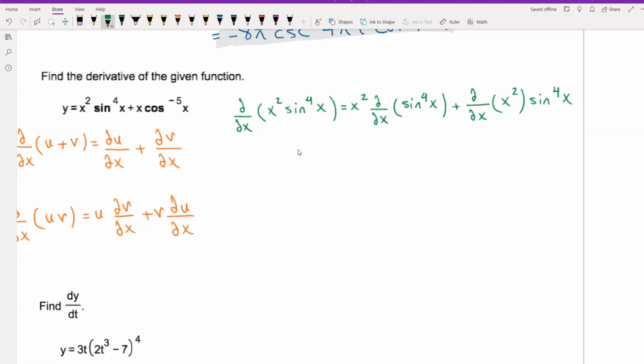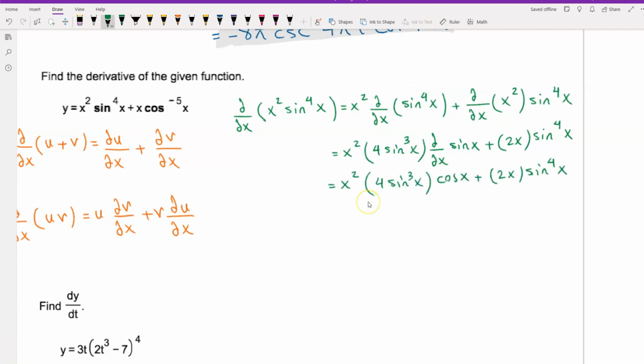Now here, finding the derivative of x squared sine to the fourth power with respect to x, that is equal to x squared times the derivative of sine to the fourth power with respect to x, plus the derivative of x squared times sine to the fourth power. And this is equal to x squared, derivative of sine to the fourth power. Here we have 4 times sine cubed multiplied by the derivative of this inside function, that is sine x, then plus the derivative of x squared is 2 times x multiplied by sine to the fourth power. Now this is equal to x squared times 4 sine cubed multiplied by the derivative of sine as cosine, plus 2x times sine to the fourth power.